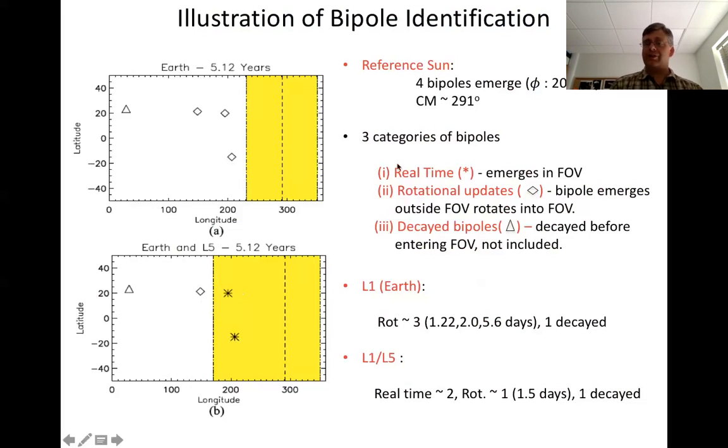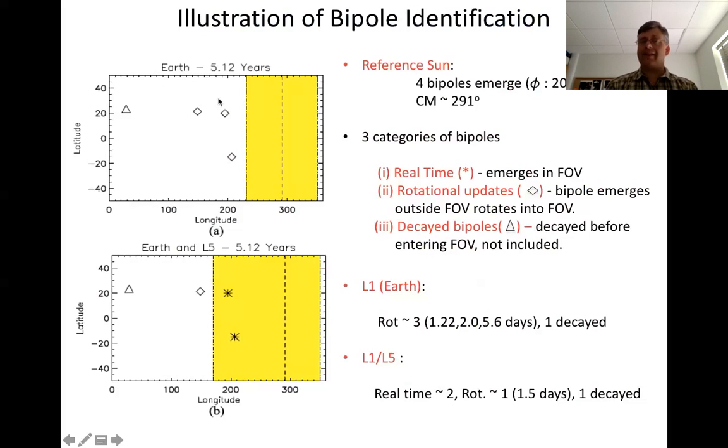Next, though, if you only include the real-time emergences, none of the surface fields are very accurate. So what we also have to include is what we call rotational updates. This is where a dipole emerges outside your field of view, but in subsequent days it will rotate into the field of view such that you could measure its properties. So what we have to do is identify all the dipoles that are rotating into our field of view and then determine the properties of the dipole on that day. We can then include these dipoles as rotational updates. For the Earth only simulation, 3 dipoles are included as rotational updates, either 1.22, 2, or 5.6 days late.